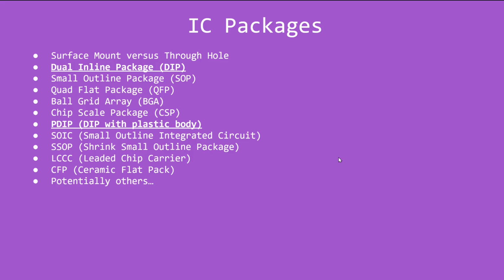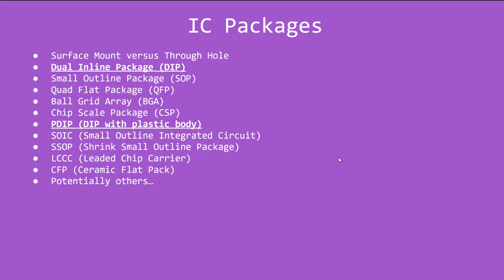Now, here are some of the IC packages. Keep in mind, most of these are surface mount, and then some are through hole. The ones we'll be focusing on the most are dual inline packages called DIPs, and then there's PDIPs, which are just DIPs using a cheaper plastic body as opposed to ceramic or something else. Surface mount ones attach to pads, and you can make them pretty tiny. Through hole ones still have to be big enough to actually put the pins through.